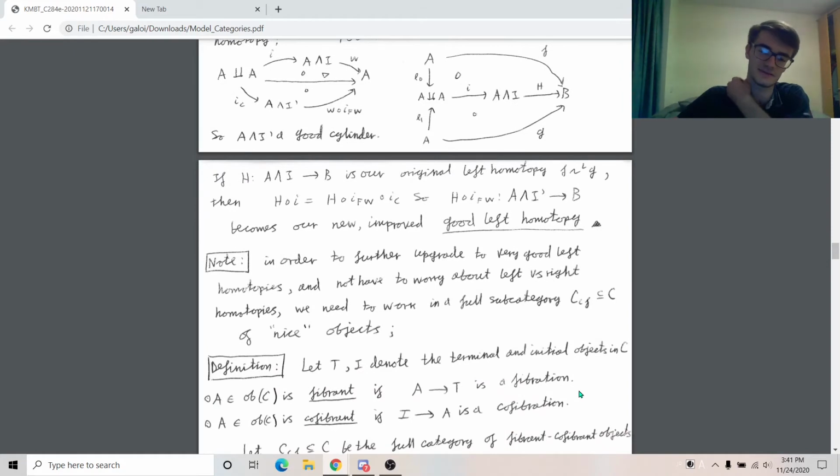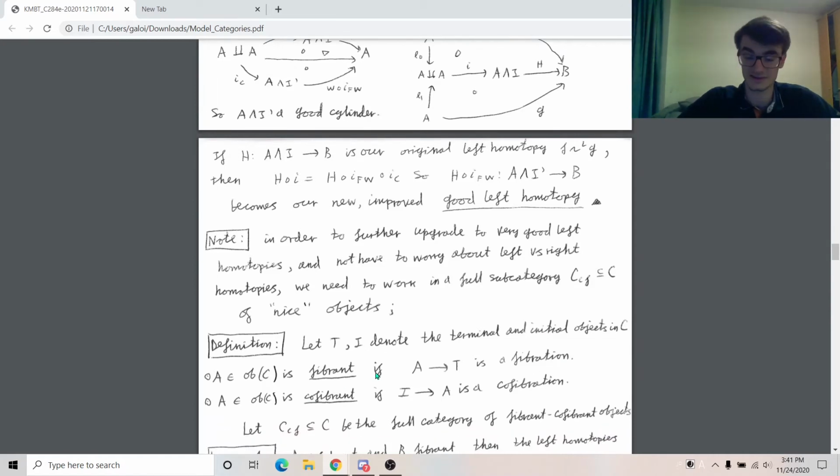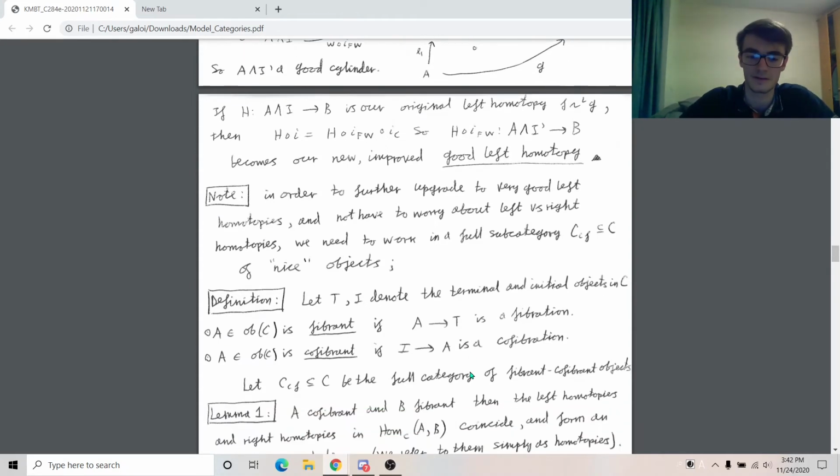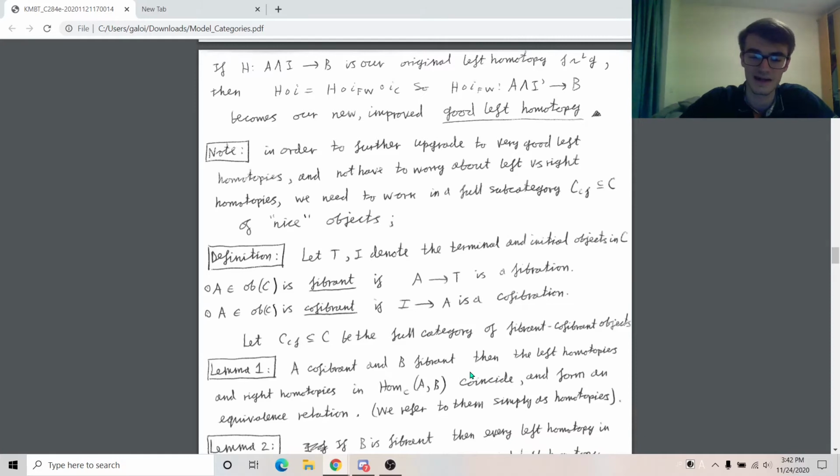Okay, so here's a definition. Let T and I denote the terminal and initial object in C. We say an object A is fibrant if the unique map from A to the terminal object is a fibration. And we say A is cofibrant if the dual notion occurs. And the way to remember this is fibrations behave well with respect to limits, and the terminal object is a limit. And cofibrations behave well with respect to colimits, and the initial object is a colimit. And let CCF be the full subcategory of fibrant cofibrant objects, so objects which are both fibrant and cofibrant.